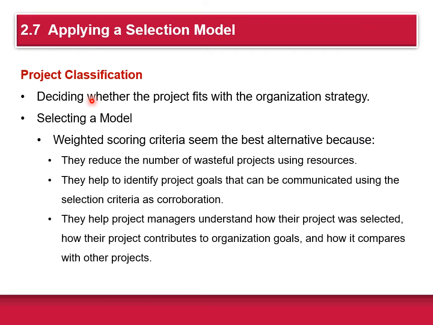So again, in general, what's the purpose of the selection models? It's really to decide whether the project fits within the organizational strategy. And which model should you select? Well, in general, you should probably try the weighted scoring criteria. Seems the best method. They help to identify the project goals. It's easy to calculate as well. It also shows project managers how the project was selected and how it compares with other projects. So that's why the weighted method is the one that's preferred.